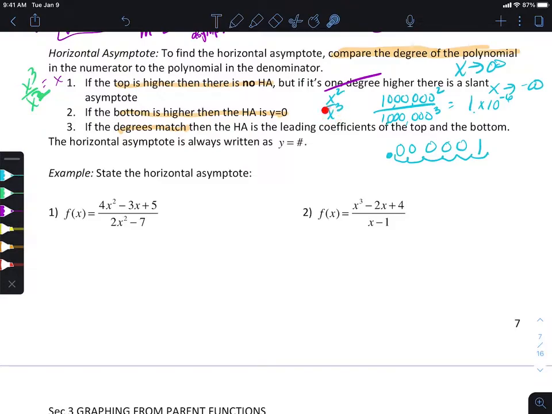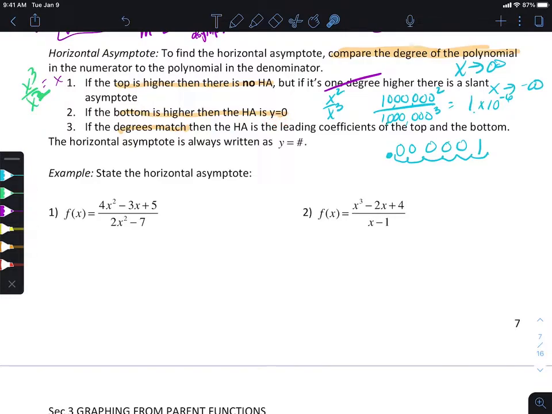So anytime that your power on the bottom is higher, it will beat out the top power, which means you're going to have a relatively small number over a relatively large number. Think in terms of winning the lottery, or winning something that you don't have good odds of winning. Your possibility is really, really low. It's really close to 0. So that's why when the bottom is higher, our horizontal asymptote goes to 0.